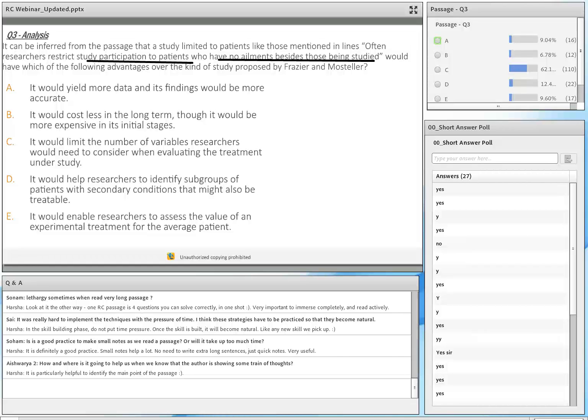Abhinav said that, yes. So if you study those patients who really have no ailments beyond the ailment that's being studied, then you'd not have to consider the variables of age or the progressive nature of the disease. So essentially, you'd have to consider fewer variables, which is what choice C says. 62% of you got it right. I was like, how can 62% of my class get this wrong? No, that can't happen.